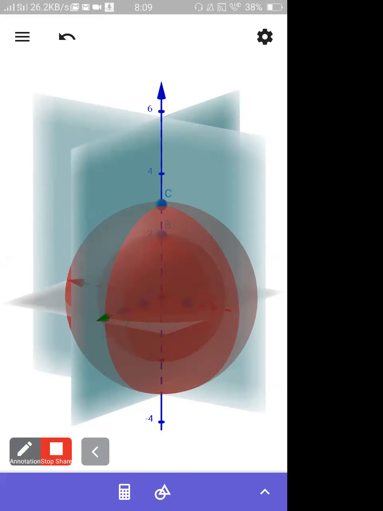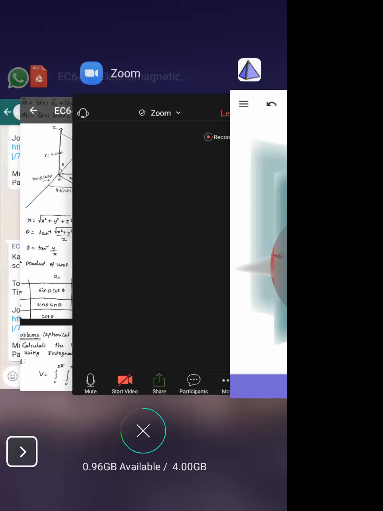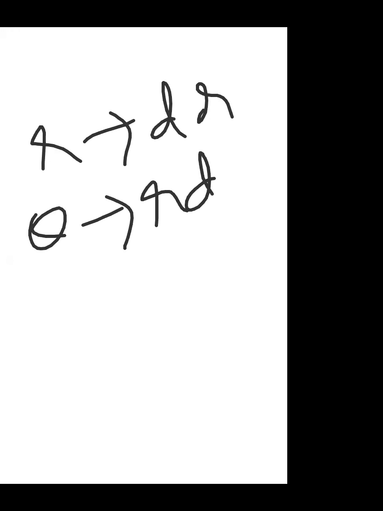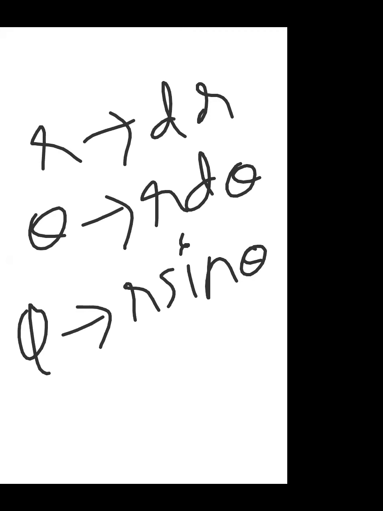I have just proved this. This is very important, that's why I'm insisting. Please note down finally: change in r will give you dr. Change in theta will give you r d theta. Change in phi will give you r sin theta d phi. Are you all okay with these changes? If yes, I will go to the next part, basics of vectors.